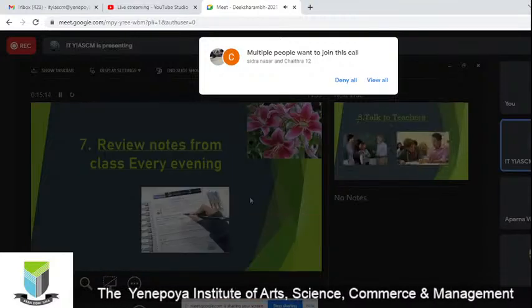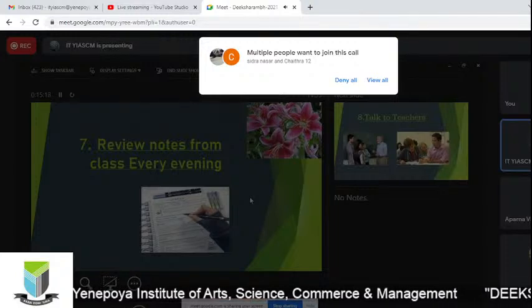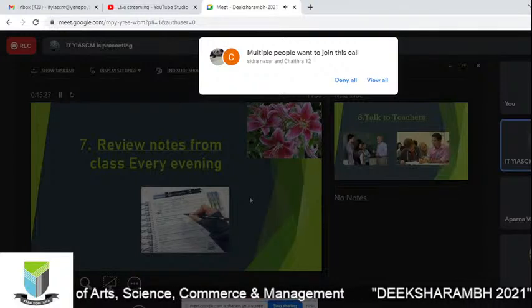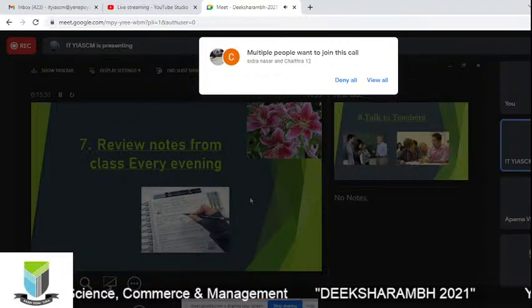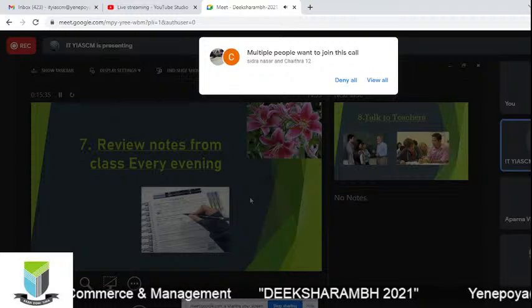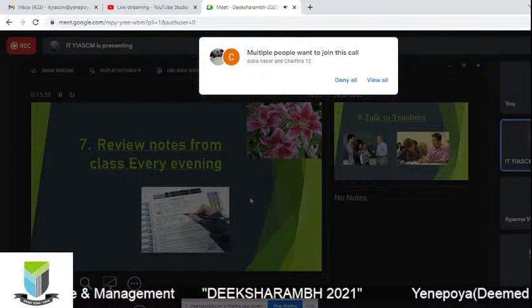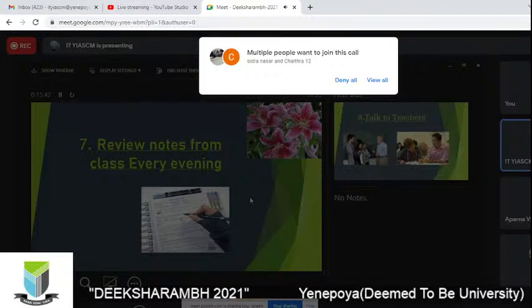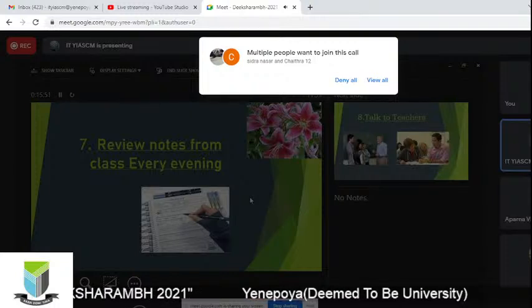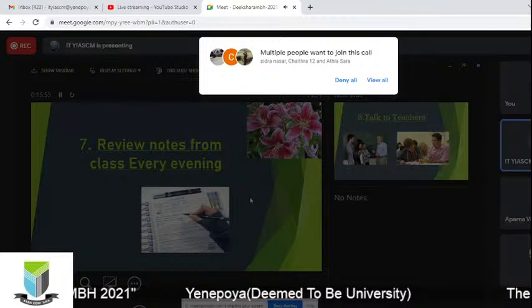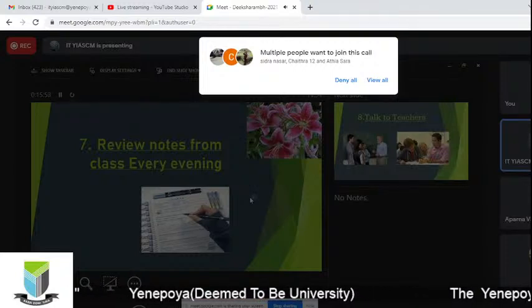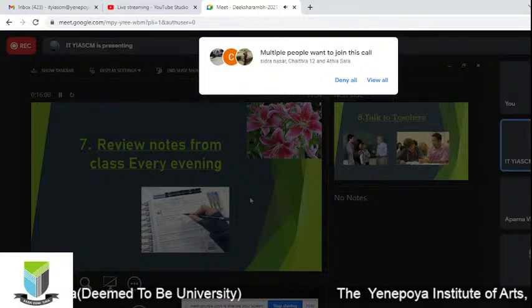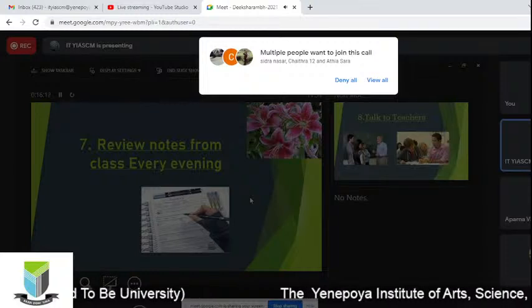The next tip in the study strategy is review notes from class every evening. What is the meaning? After the class, review and expand on the notes from class. Reviewing notes helps move material learned from short-term memory into long-term memory. You must review the notes. Already you wrote them in your classrooms. Then in the evening, back at home, you must review those notes daily. It will help you get more information about that topic.